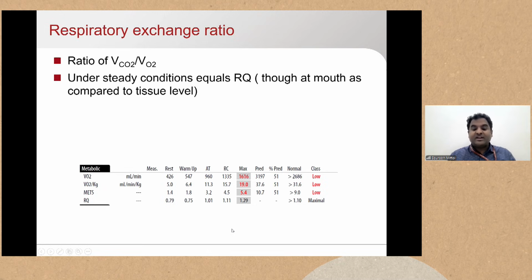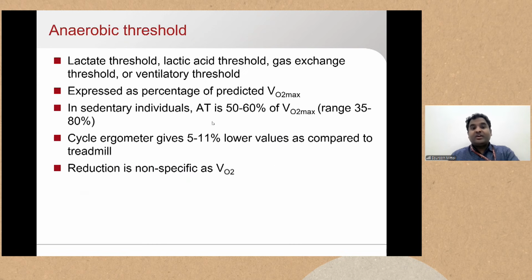So the respiratory quotient or respiratory exchange ratio is a measure by which we can tell whether the patient has actually done the test properly. The next value, which I discussed previously as well, is the anaerobic threshold. Anaerobic threshold is the time when carbon dioxide output exceeds the oxygen consumption. The second line written here says that it is expressed as a percentage of predicted VO2 max. This is important to understand.